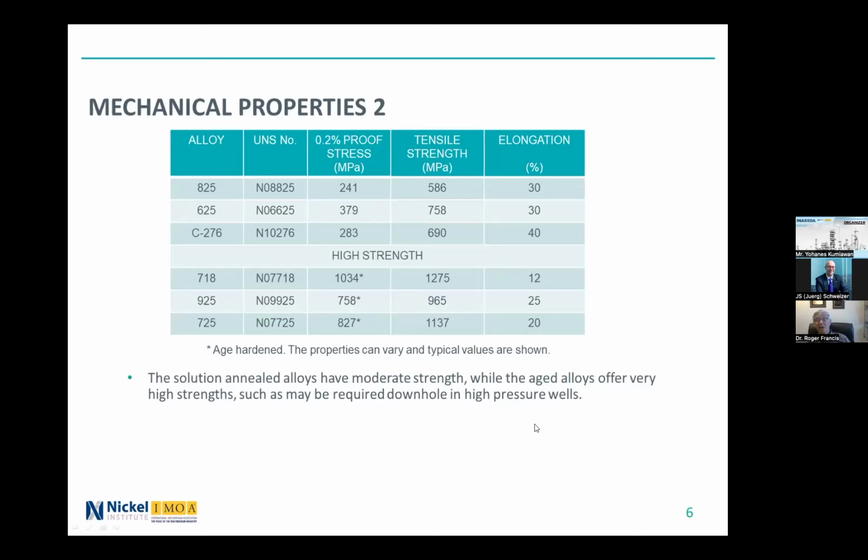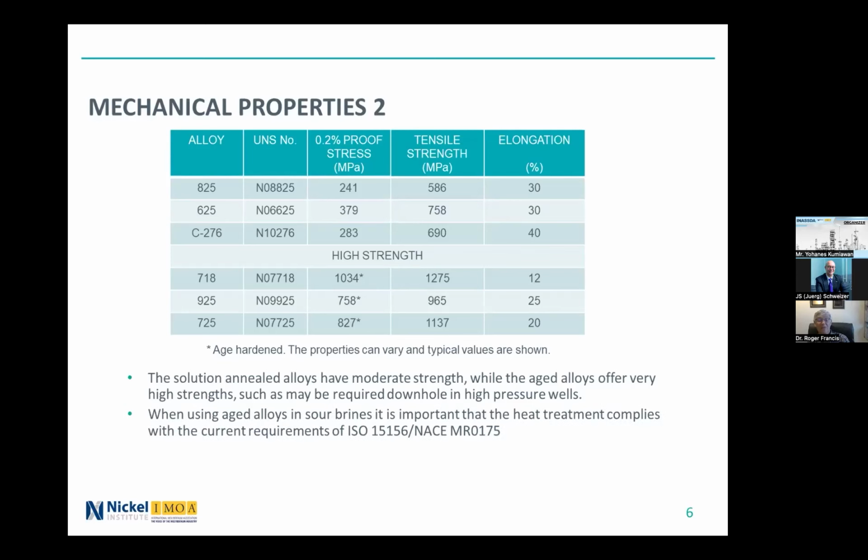So the solution annealed alloys have moderate strength, and you can get very high strengths, typically required in downhole high pressure wells. If you're using aged alloys in sour brines, it's important that the heat treatment complies with the current requirements of ISO 15156 and ASME 175. And let me give you an example. Alloy 718, besides being used in the oil and gas industry, it's also used in the aerospace industry. The heat treatment that is used for the aerospace industry would not pass the requirements of ISO 15156.